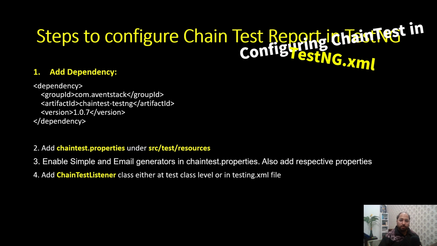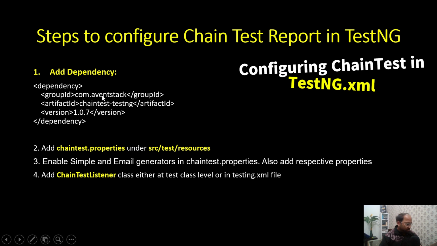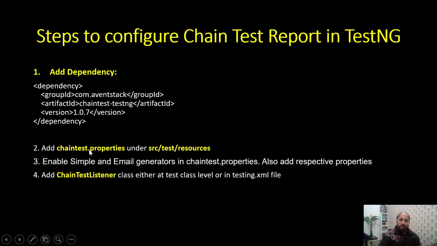Now coming back to the simple and email generators, how to enable them. First, we'll have to add this particular ChainTest dependency. The second thing is we'll have to add this chaintest.properties, and then we will enable the simple and email generators. We can then add the ChainTest listener, which will come from this particular dependency, and we can either add it at the test class level, or we can add it into the testng.xml file, right? So let us configure this one by one.